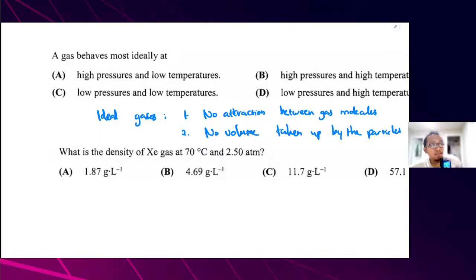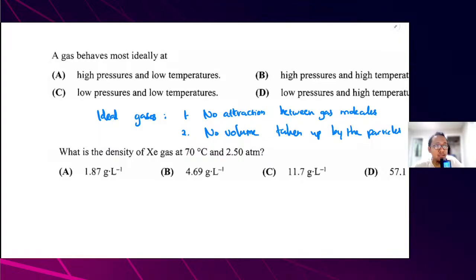But the real gas is different. If we are thinking about real gas, real gases have attraction, as you can see in our environment, the gas particles attract each other, and they take up space. So to make them act like an ideal gas, we need conditions where these effects are minimized.